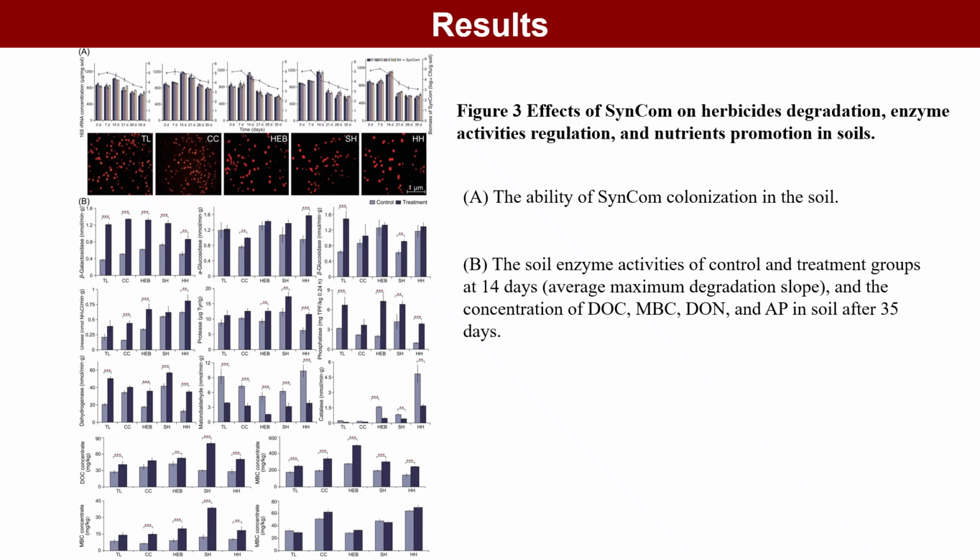The SynCom was able to degrade 8 herbicides simultaneously in soil after 35 days, and the degradation processes followed first-order reaction kinetics. Sulfonylurea herbicide showed the greatest degradation, with efficiencies of 90.2% and 88.4% for nicosulfuron and pyrazosulfuron, respectively.